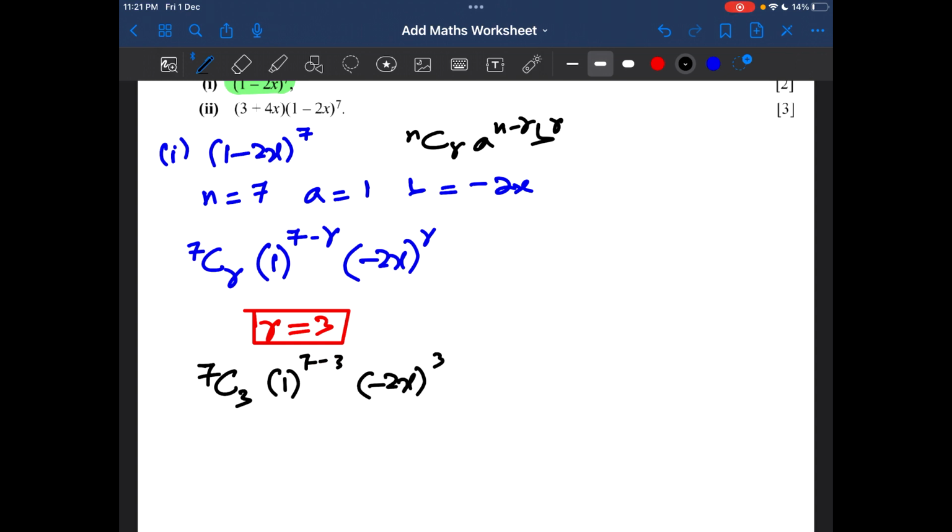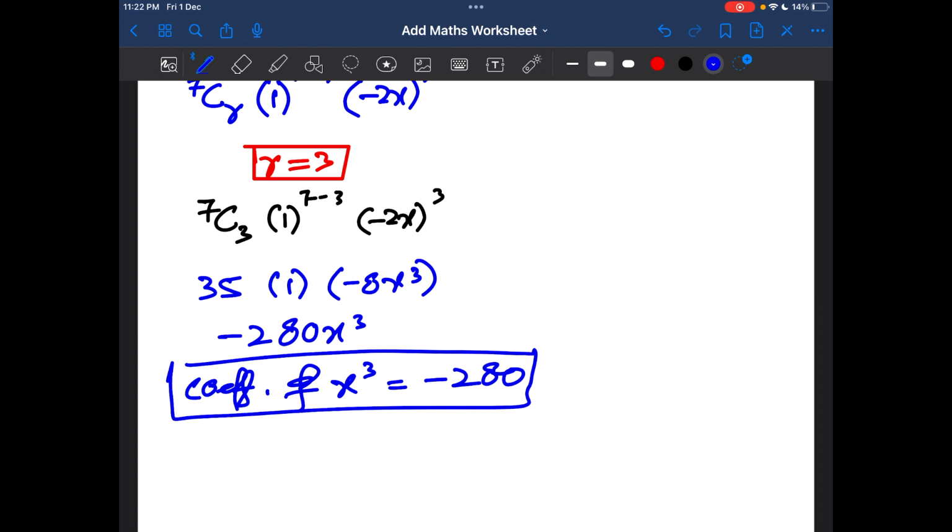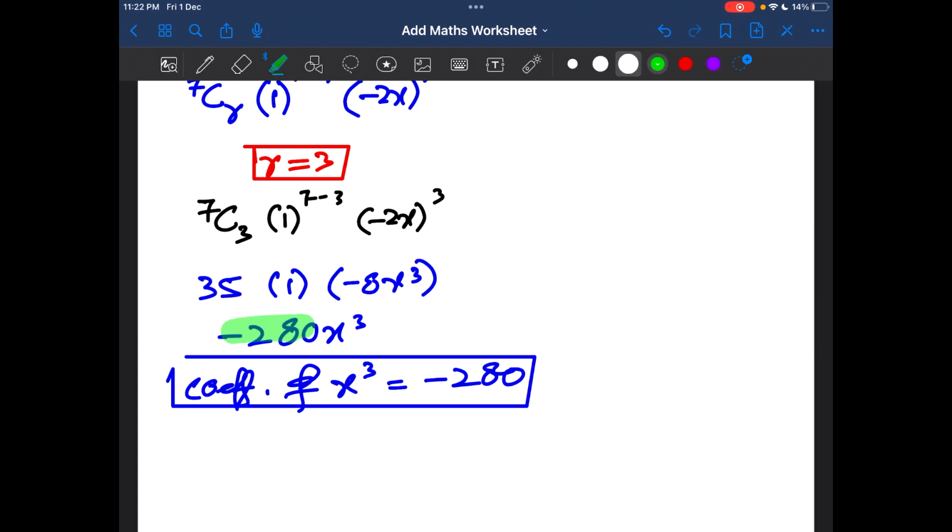The 7C3, you can find out with the help of a calculator as well. And if a calculator is not allowed, you're going to use the formula of nCr. It becomes 35, 1 power anything is 1, minus 2 power 3 is minus 8, x cube. You got 35 into minus 8, you got minus 280 x cube. So the coefficient of x cube is minus 280. You just need the coefficient, not the whole term.